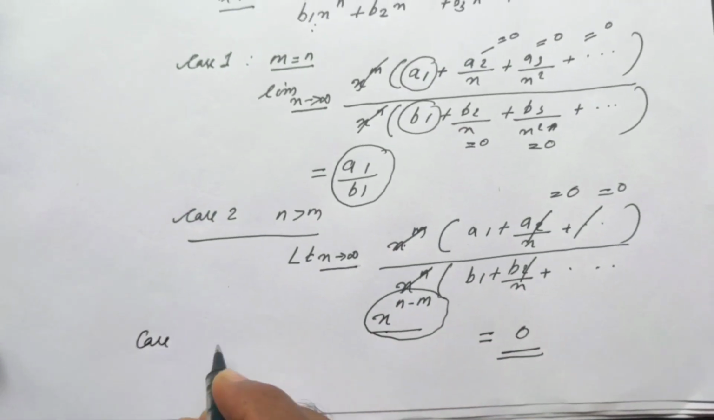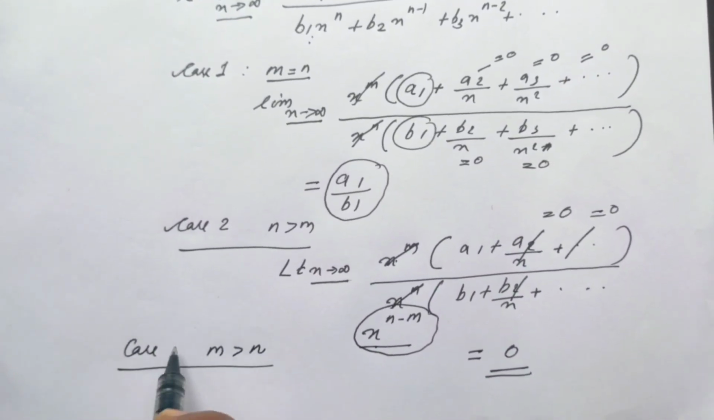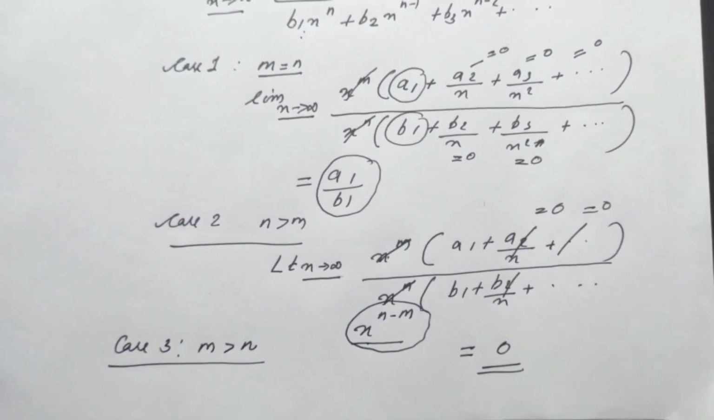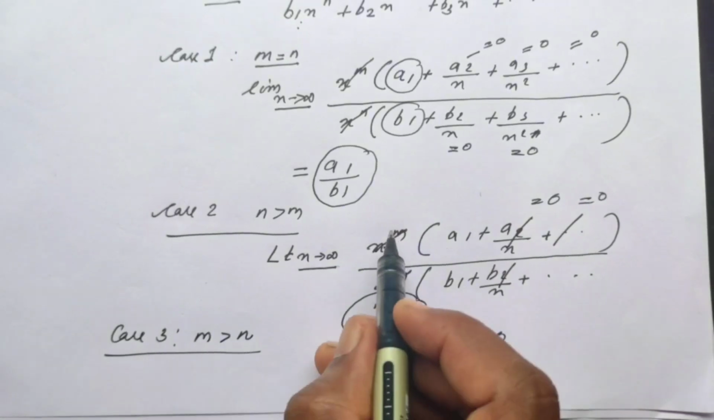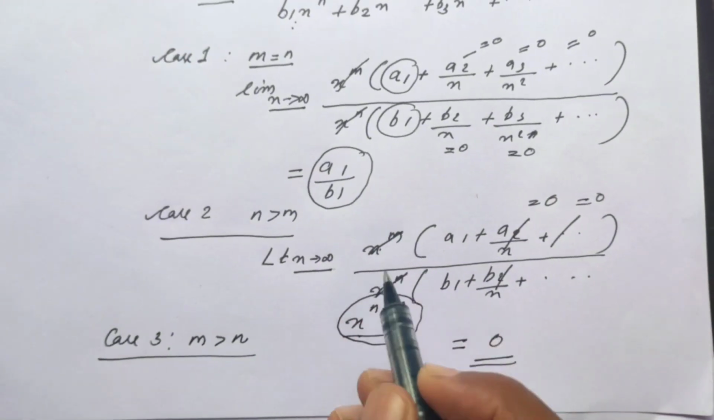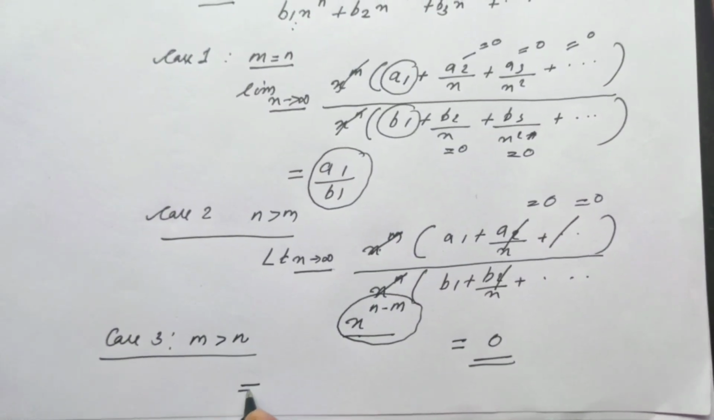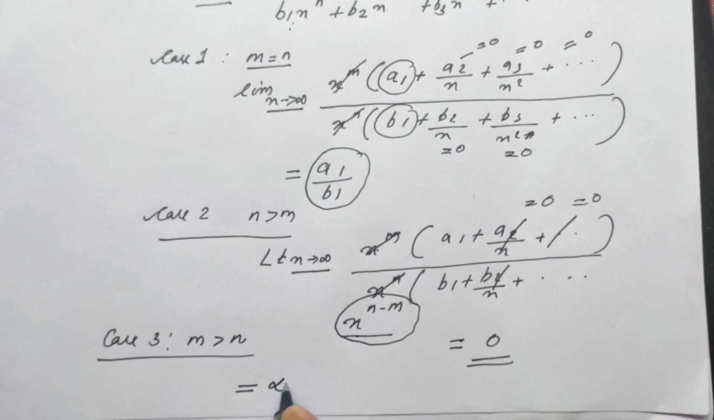When we take the numerator order greater than the denominator order as case 3, then there will be an extra term in the numerator, that is the numerator x power will become higher compared to the denominator term. Therefore the final limit of the answer will become infinity.